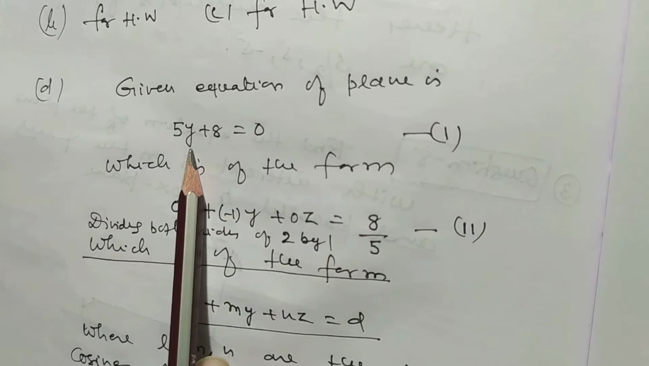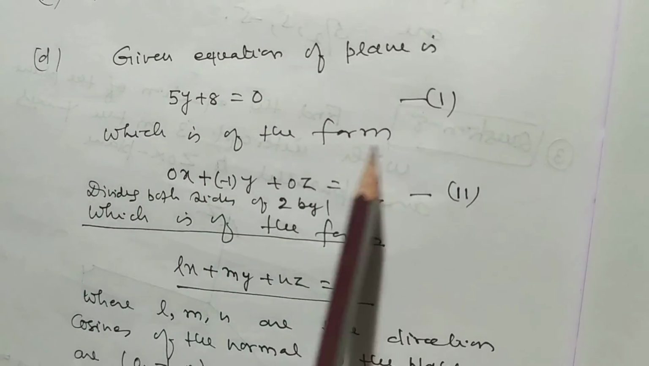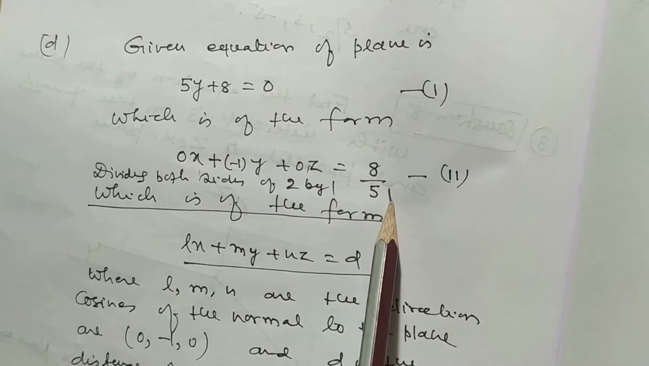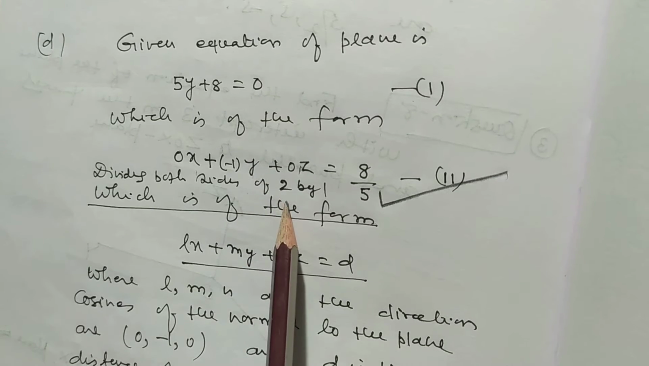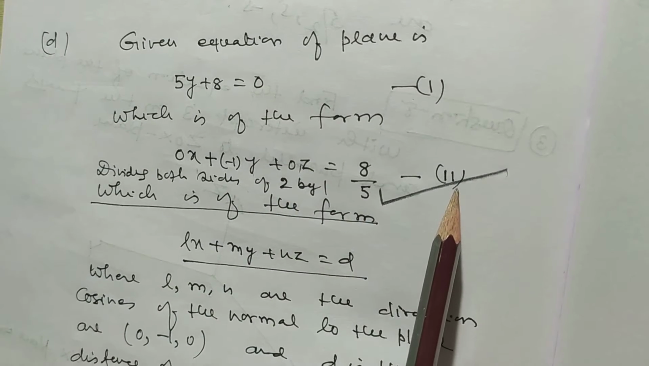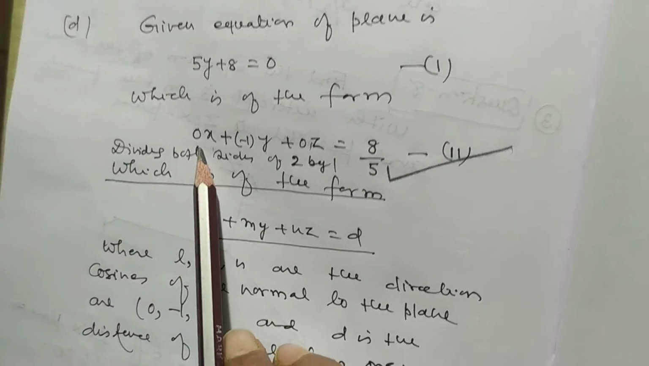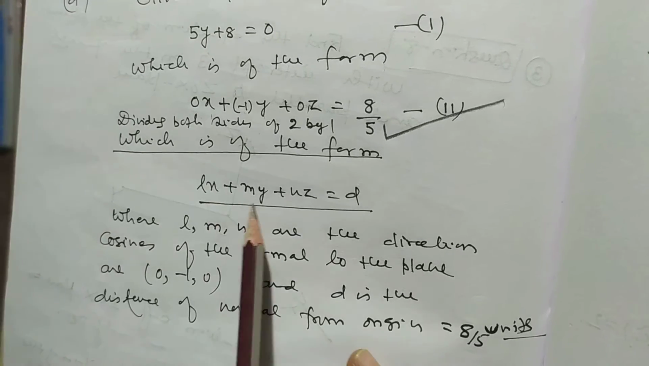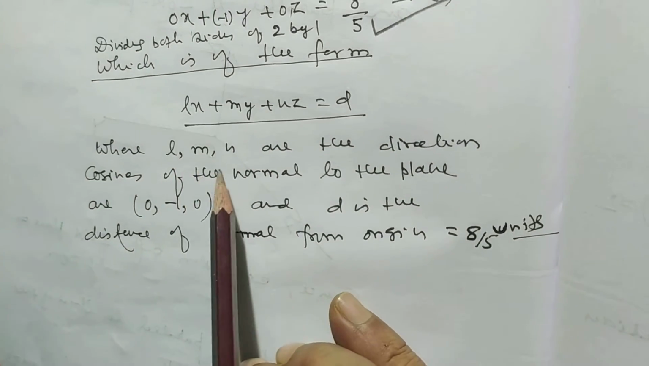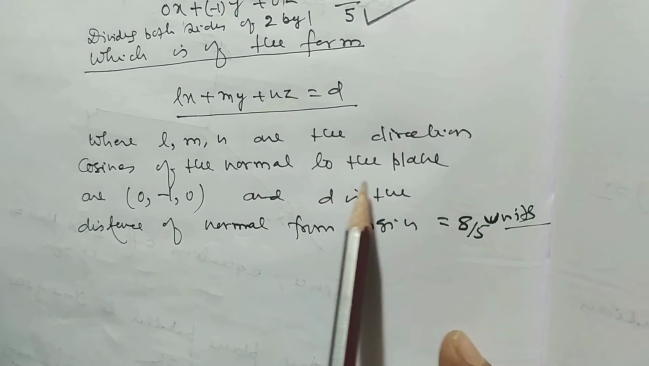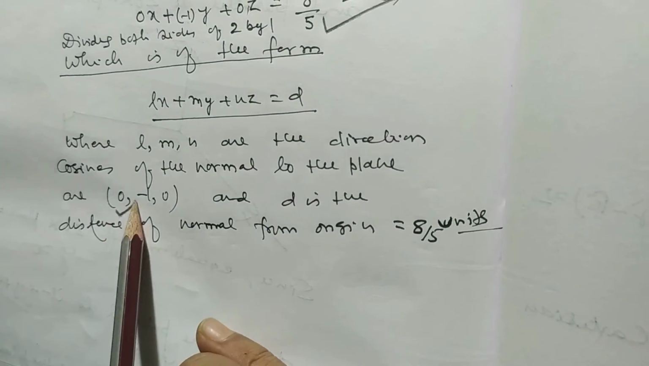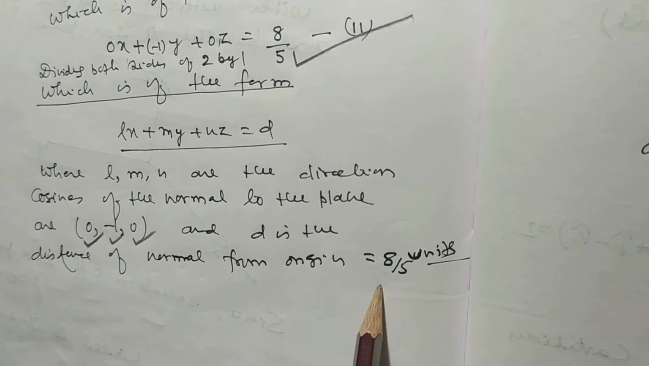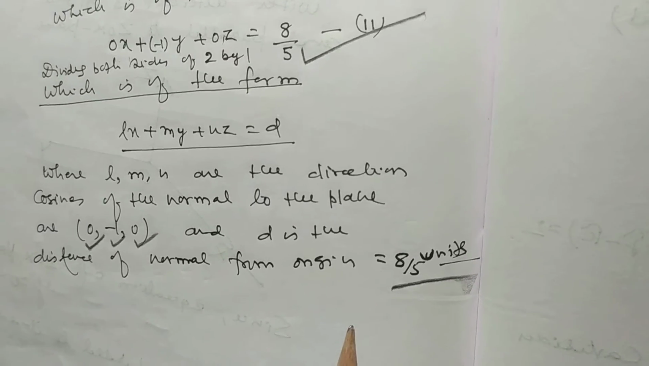Now see problem number D. Given equation of plane is 5y plus 8 is equal to 0, which is of the form 0 into x plus minus 1 into y plus 0 into z is equal to 8 by 5. Dividing both sides by 1, because root over a square plus b square plus c square is equal to 1, it will be lx plus my plus nz is equal to d, where l, m, n are the direction cosines of the normal to the plane, 0, minus 1, 0, and d, the distance of the plane from the origin, is equal to 8 by 5 units.